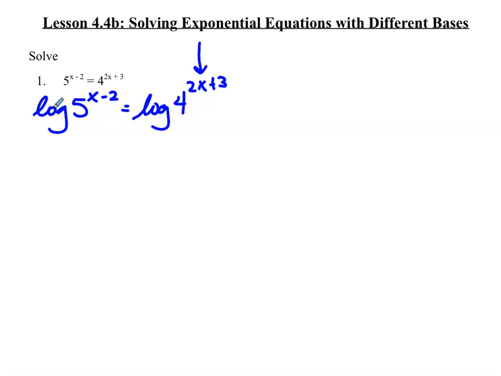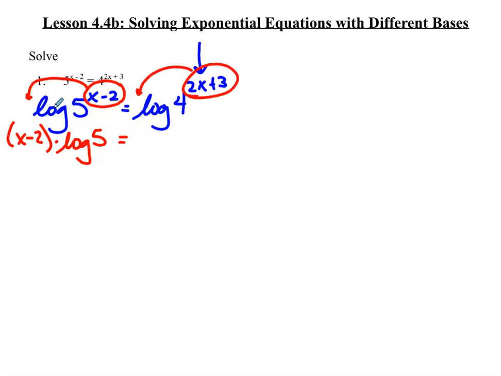So when we think about expanding these and we say our powers move to the front, we now have an x minus 2 that's going to move to the front, get multiplied to the log of 5. But the same thing's going to happen on the other side. We've got this power that has to move to the front. So 2x plus 3 is now getting multiplied to the common log of 4. And in order to solve this, we're going to have to distribute.